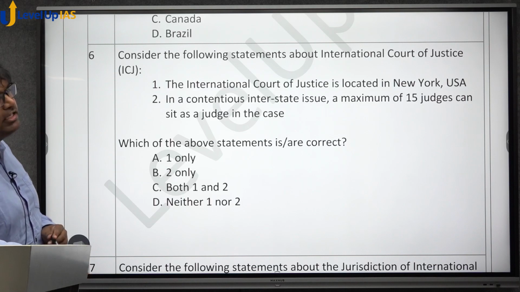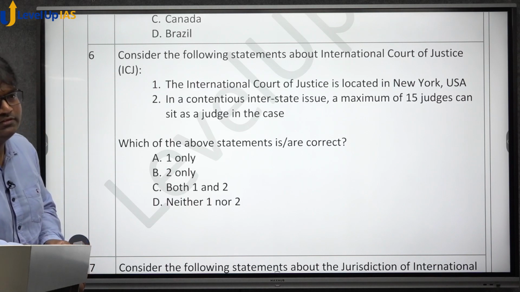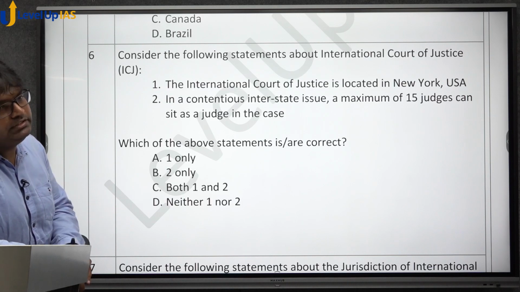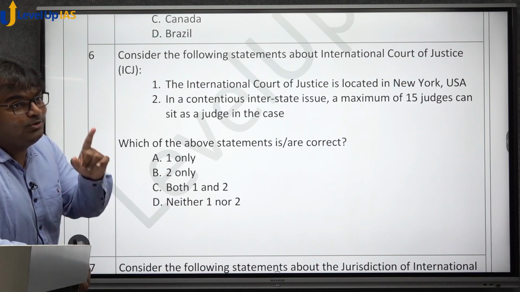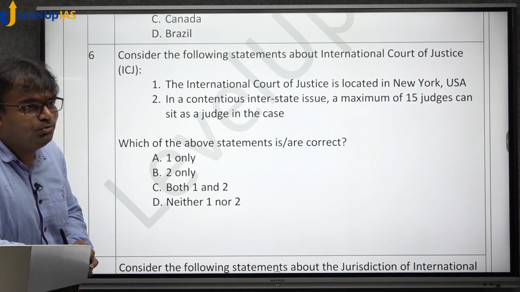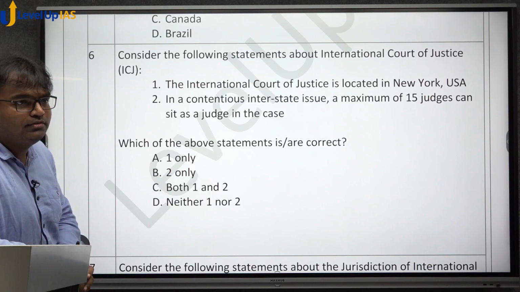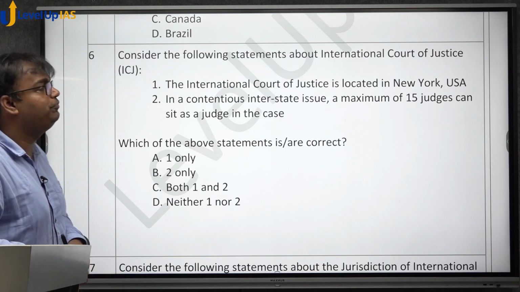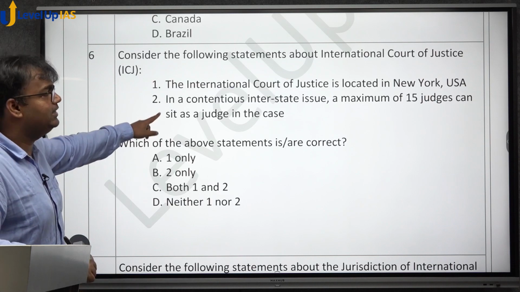Right? Maximum of 15 judges. Ad hoc judge. If Pakistan doesn't have a judge there, another person can go there, no? You forgot now. In a contentious interstate issue, a maximum of 15 judges can sit as a judge in the case is wrong.